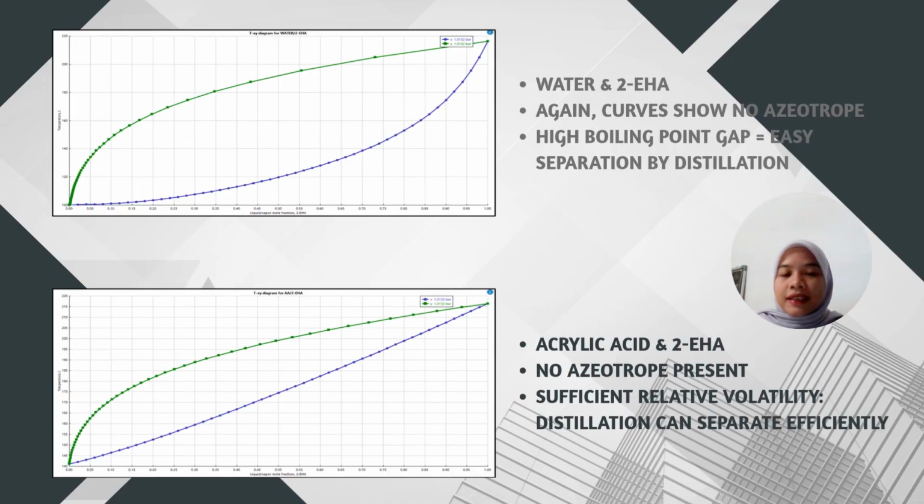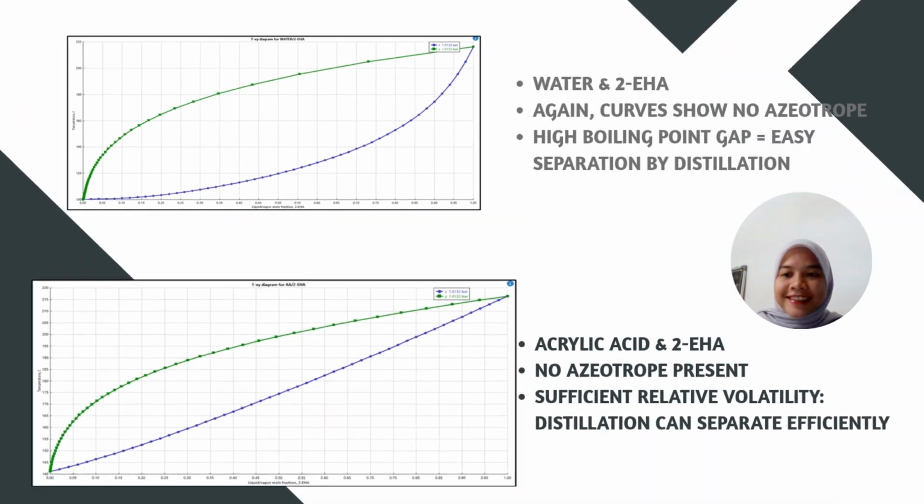In all cases, the diagram shows that no azeotrope was formed. This means we can use normal distillation to separate them, which makes our process simpler and cheaper. Also, the curve shows a good separation between vapor and liquid phases, meaning that the mixture can be separated effectively.